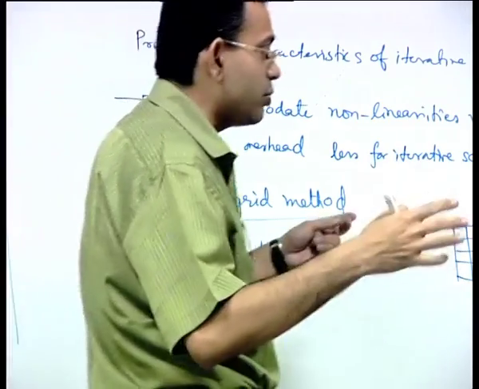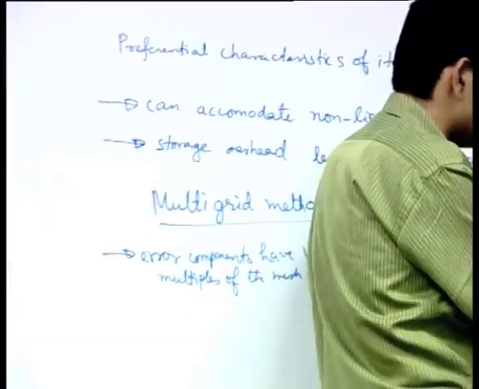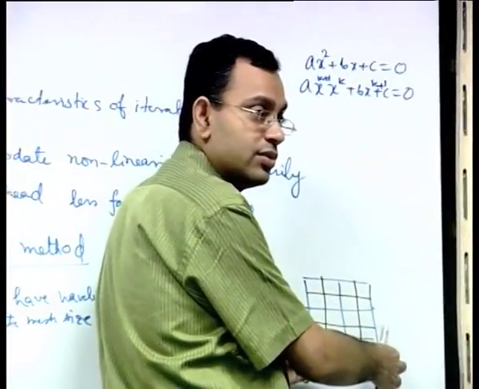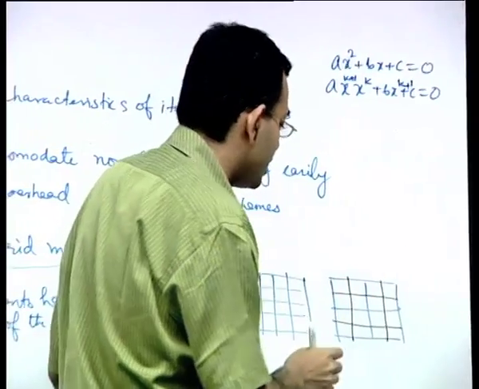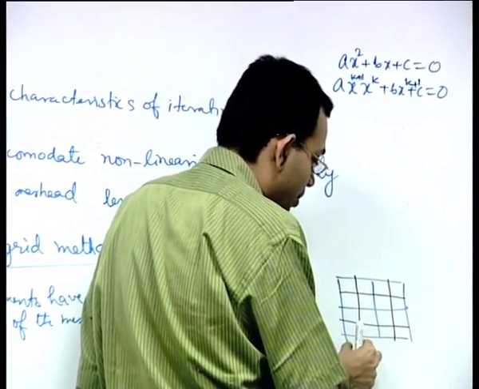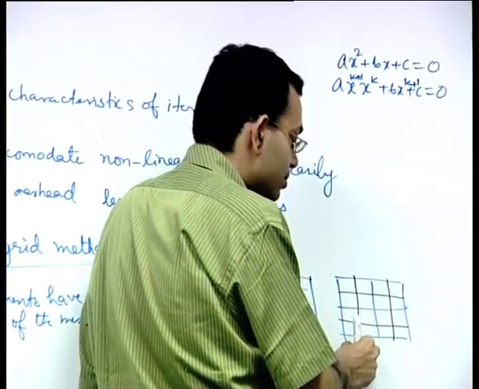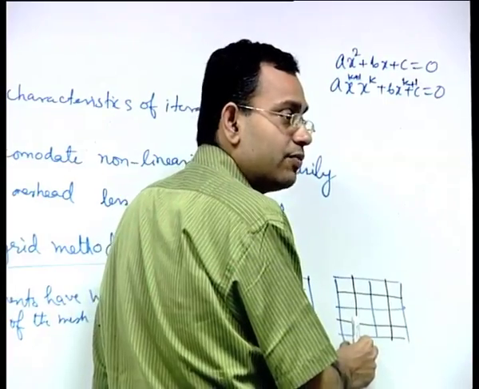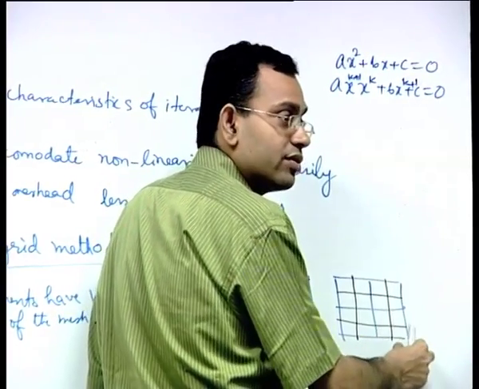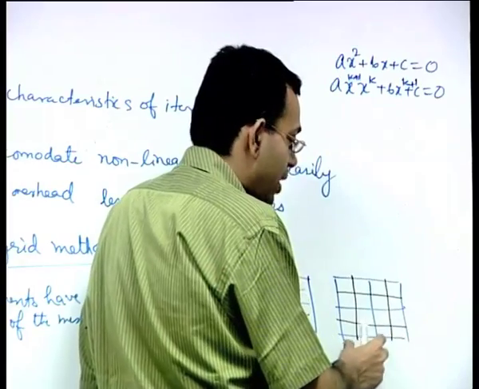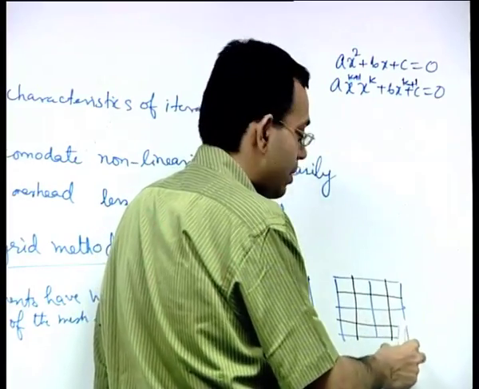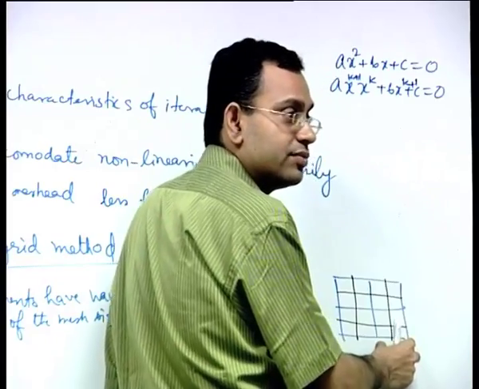What is the largest wavelength possible? That is the domain size itself. So if you have a defined mesh, then what is the maximum multiple of the smallest mesh size that is possible for the wavelength? You have 4 multiples of that. If you had a coarse mesh you could have maximum only 2 multiples.